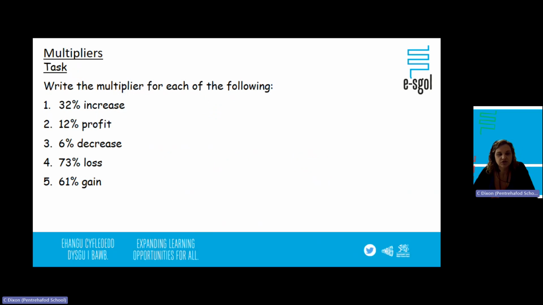Okay, so I want you now to try and write down just the multipliers for these. Okay, so think of if it's an increase, the bar gets bigger. If it's a decrease, the bar gets smaller, and we've got to divide by 100 every time. So can you pause the video and see if you can write those as multipliers for me, please?